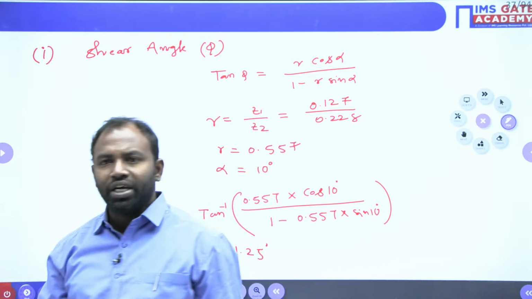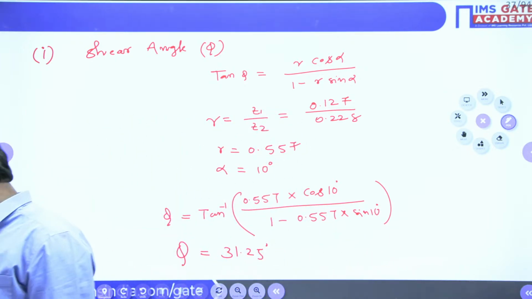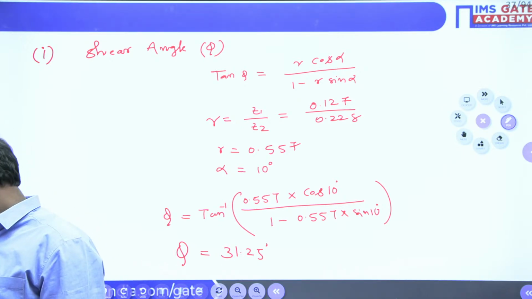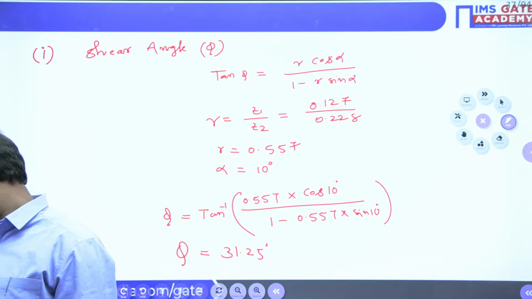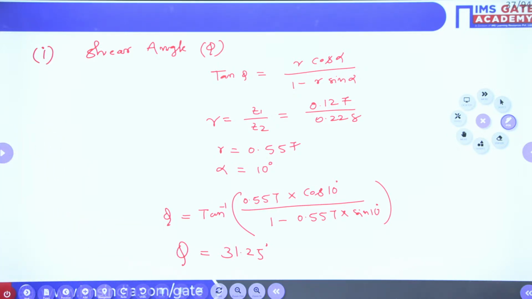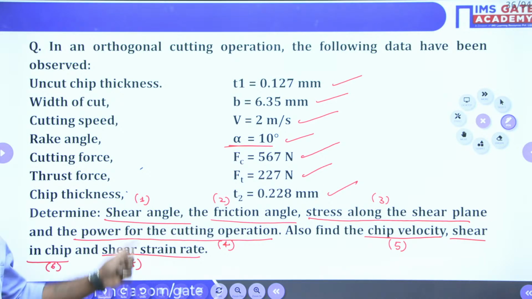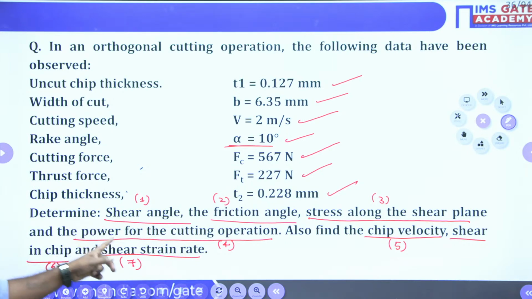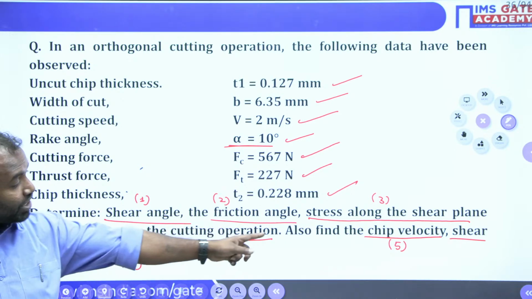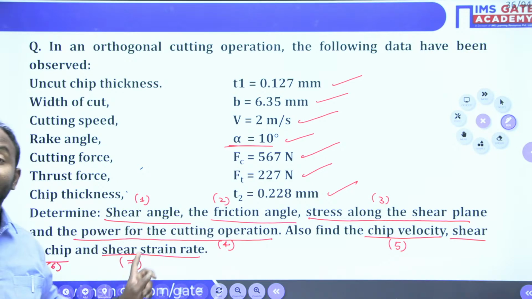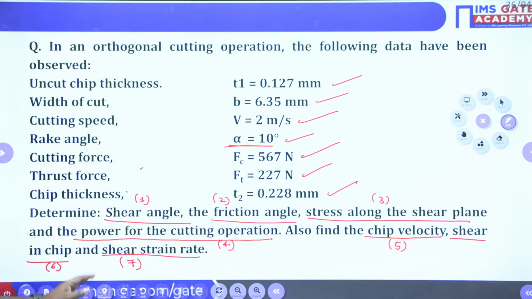Bhushan, it is 31 degrees and beta is 32 will come. Let me solve it myself, and later we can check your answer. The question asks for the shear plane angle, friction angle, shear stress along the shear plane, power in the cutting operation, chip velocity, shear stress in the chip, and shear strain rate also. So I gave seven parameters.